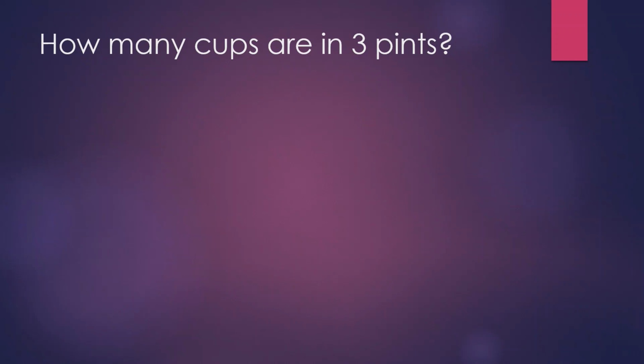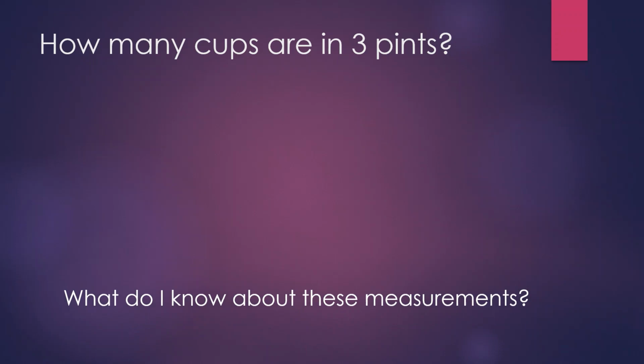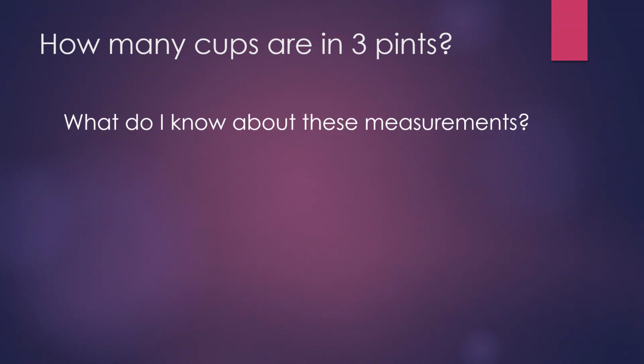Our first example, we want to figure out how many cups are in 3 pints. So first you ask yourself what you know about these measurements. The first thing I know is that I have 3 pints. The second thing I know is that each pint has 2 cups in it.